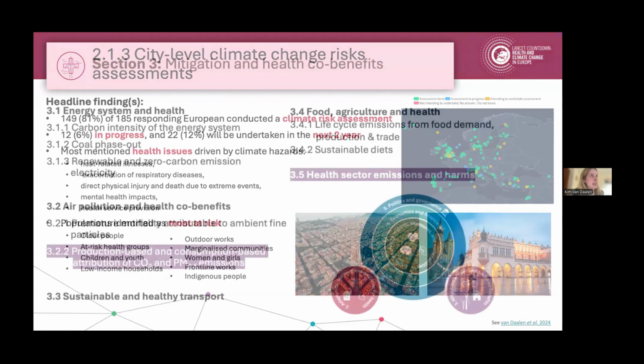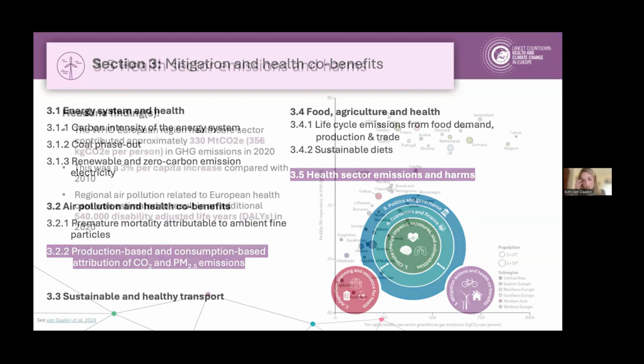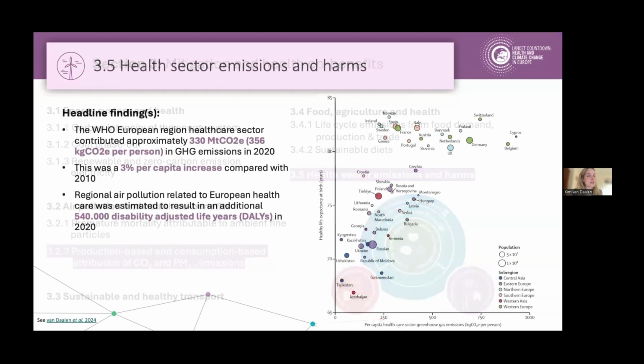Our next set of indicators is focusing on different aspects of mitigation and healthcare benefits. So we look at the energy system and health, as well as different factors of air pollution and healthcare benefits. We also look at sustainable and healthy transport. We look at food and agriculture and health, and we look at the health sector emissions and harms. And this is an indicator that is very similar to the indicator that Andrea just presented.